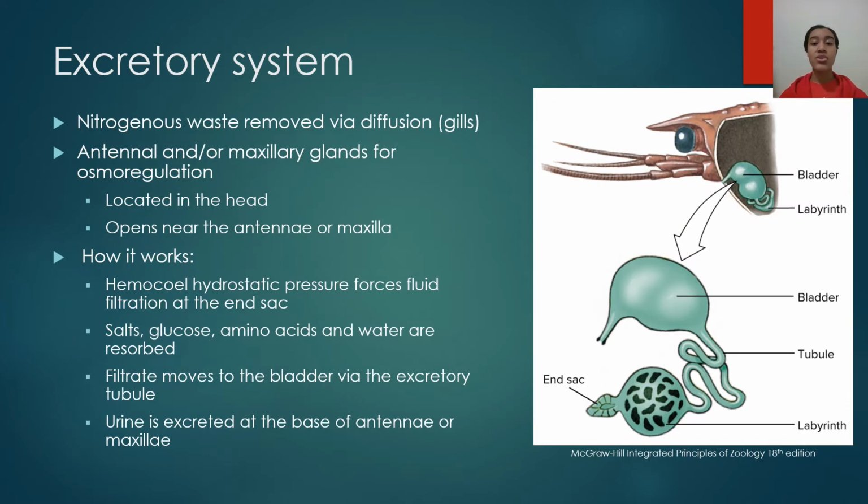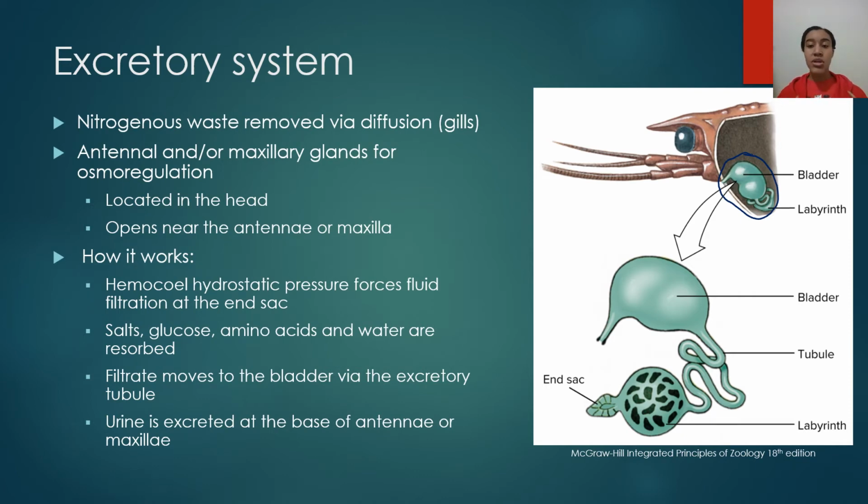Aquatic crustaceans can use their gills for more than just respiration. They can also use them for excretion. So what they'll do is remove their nitrogenous waste by just diffusing it directly from their gills into the water around them. They do have another organ that's involved in the excretory process, but instead of removal of nitrogenous waste, it's used for osmoregulation. And these are called either the antennal or maxillary glands. They're located in the head, so you can see it here in this picture. And it has an opening. If that opening opens near the antenna, then it's an antennal gland. And if it opens near the maxilla, then it's a maxillary gland.